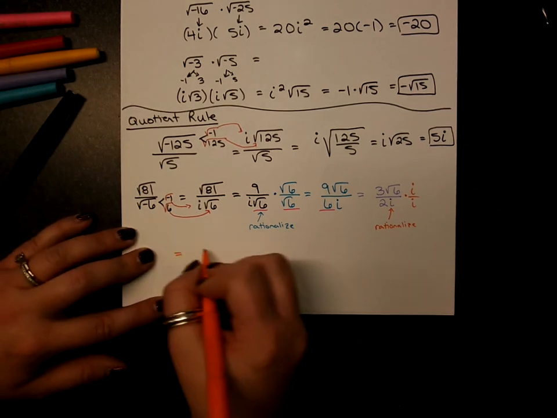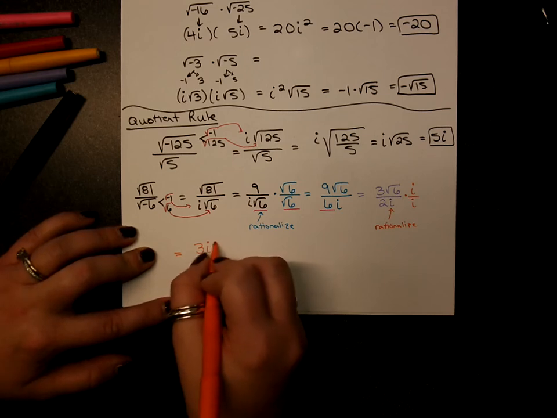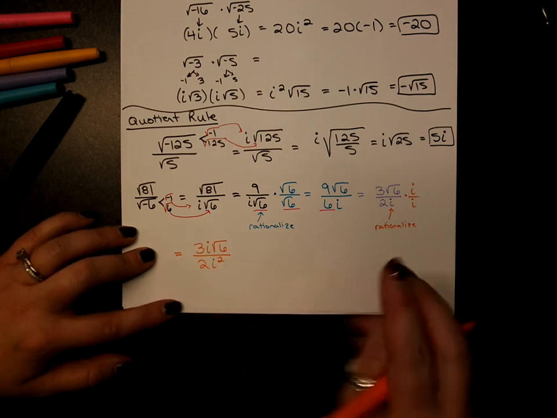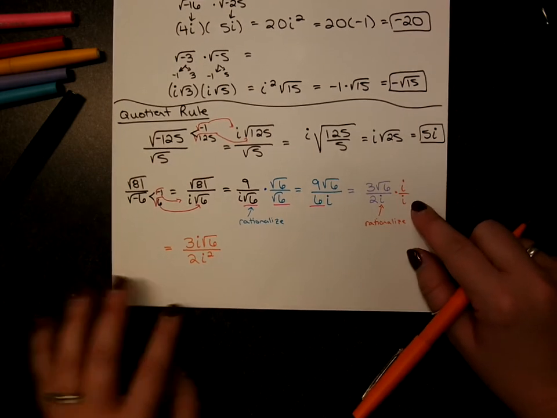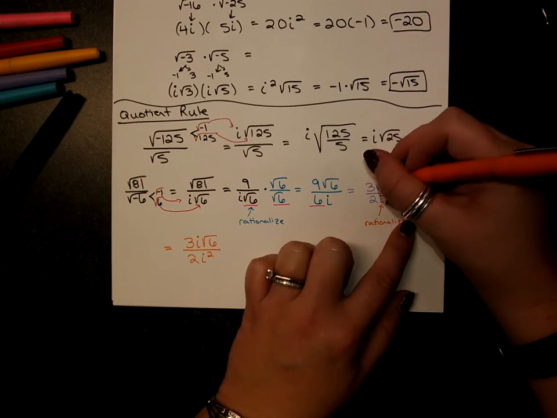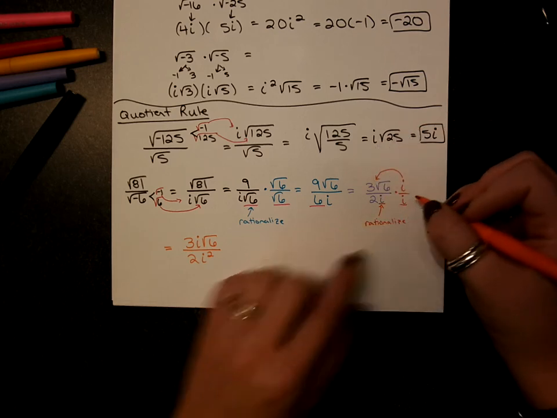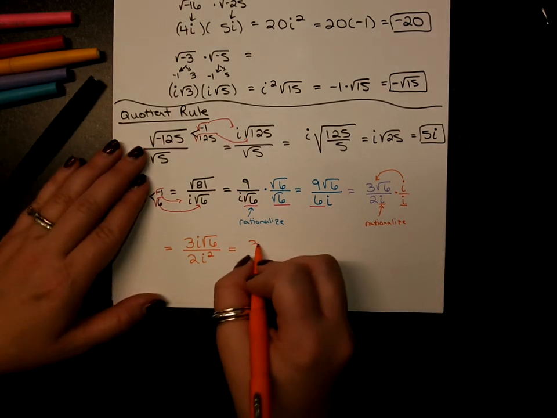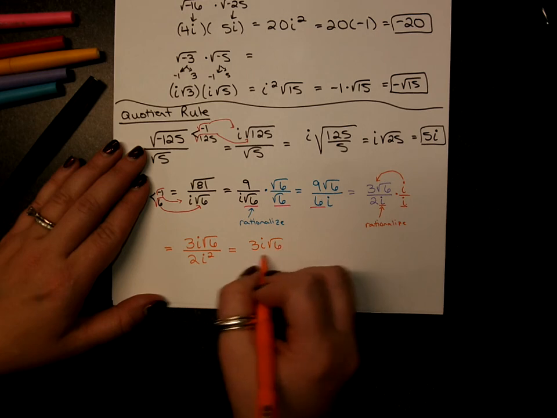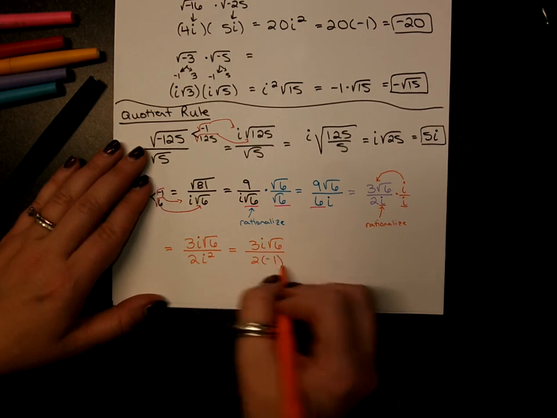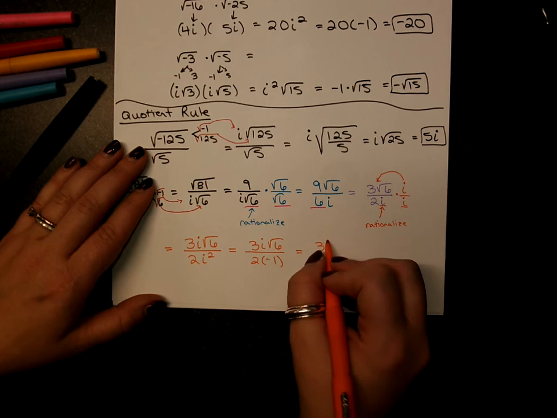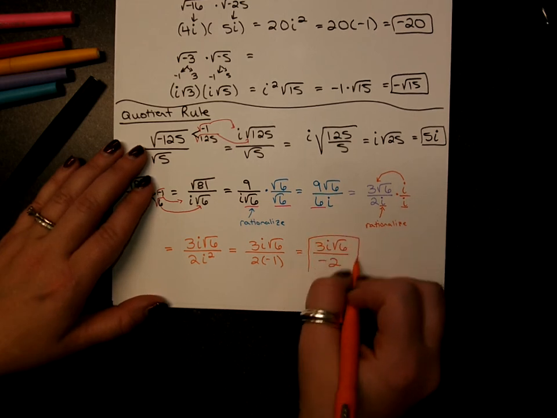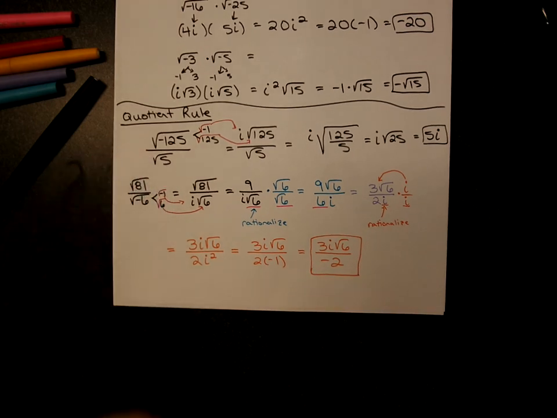This is going to give me 3i radical 6 over 2i squared. So you treat the i just like a variable. We're going to put this in front of the radical, and i times i is i squared. Well, we just learned that i squared is negative 1, so it's 3i radical 6 over 2 times negative 1. This is 3i radical 6 over negative 2, and that craziness is your final answer.